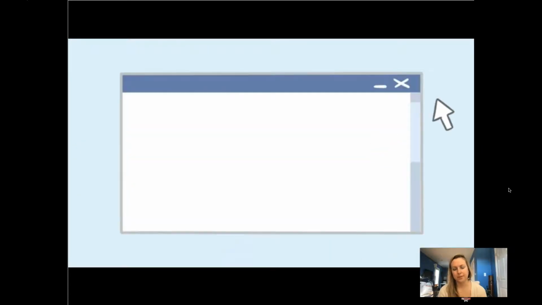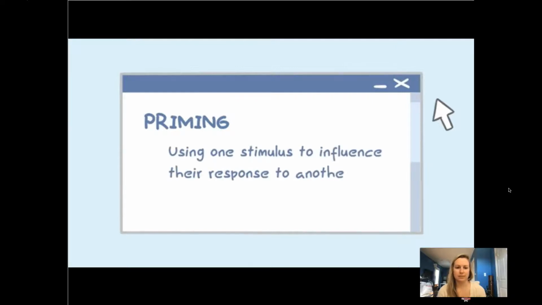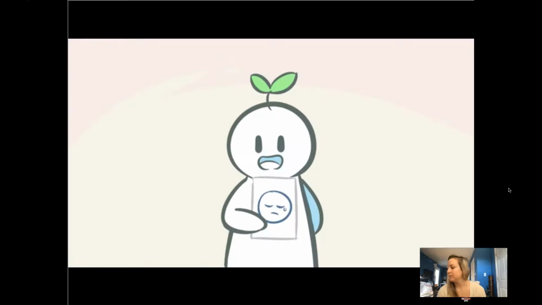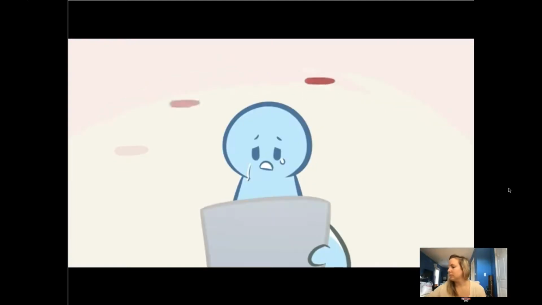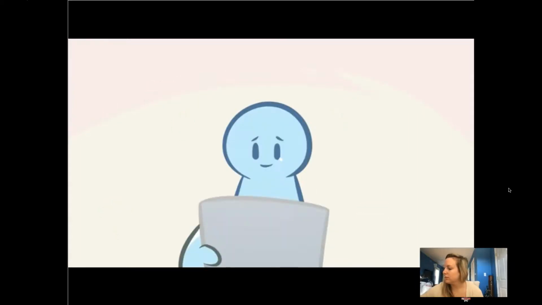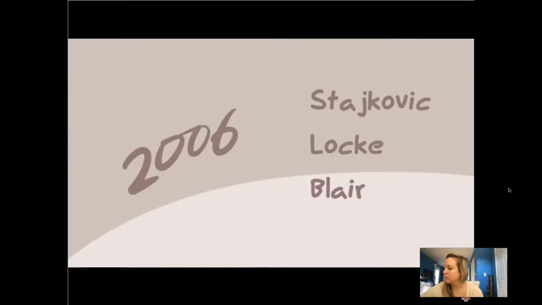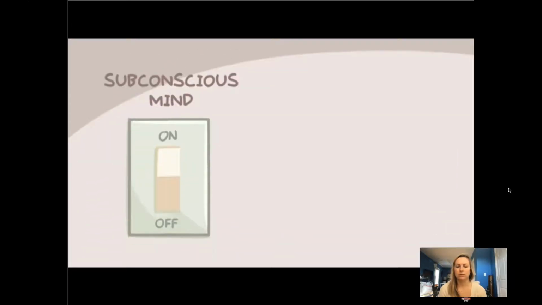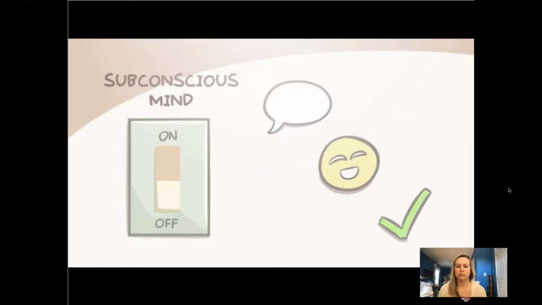Priming is a great example. Priming someone means using one stimulus to influence their response to another stimulus. Say, for example, you showed someone a sad picture before showing them a happy picture. The initial negative stimuli may affect the way your conscious mind reacts to the second positive stimulus. Countless studies, like a 2006 study by Stajkovic, Locke, and Blair, have shown just how powerful priming can be. By activating the subconscious mind, one stimulus or experience can change your opinions, emotions, and conscious decisions.